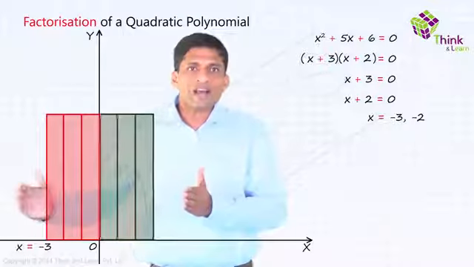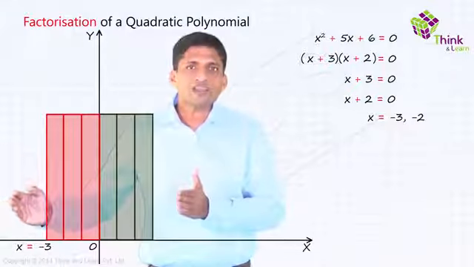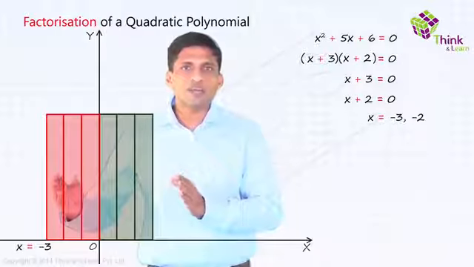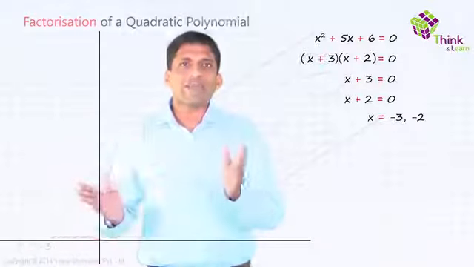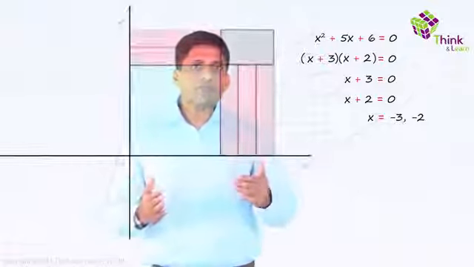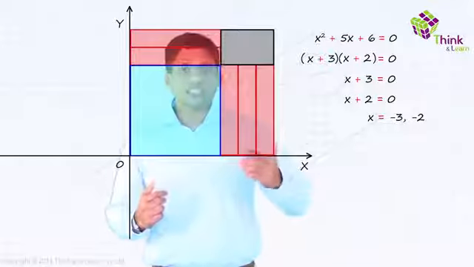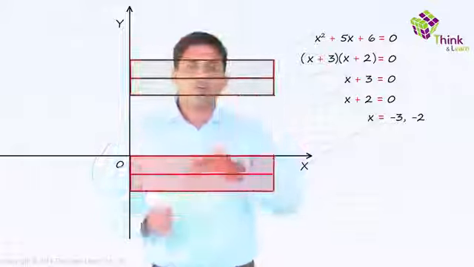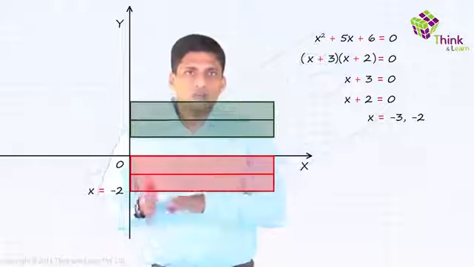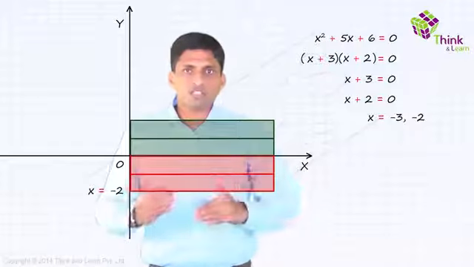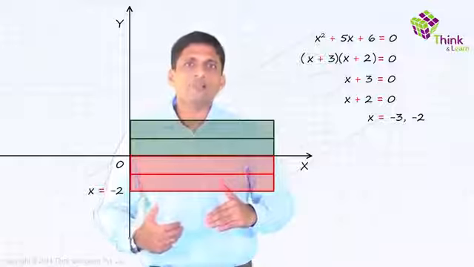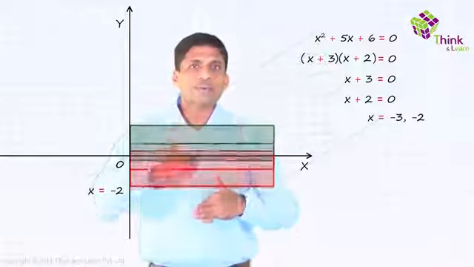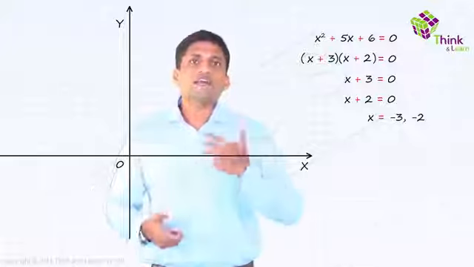When x is minus 3, these two areas, the one in red and the one in green, will get cancelled out and the rectangle will disappear. Same way, if you want to make breadth 0, I push this complete rectangle down, so it will start going below the x-axis. Here this will start becoming negative. When it's at minus 2, these two areas will get cancelled out and the rectangle will disappear again.